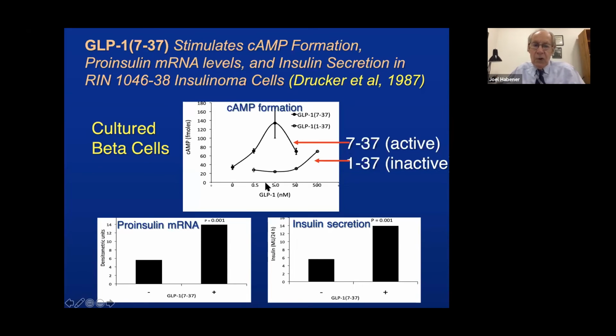Then we could further show that the 7 to 37 peptide, the active peptide, would also stimulate insulin production by showing an increase in the messenger RNA for proinsulin with the 7 to 36 peptide, the active peptide. And this is the control. It also stimulated insulin secretion in these cultured cells.